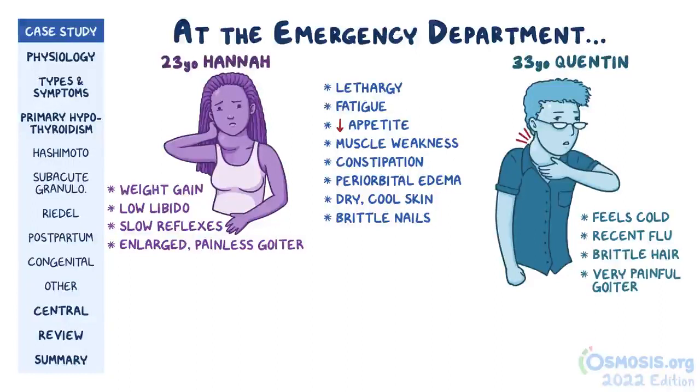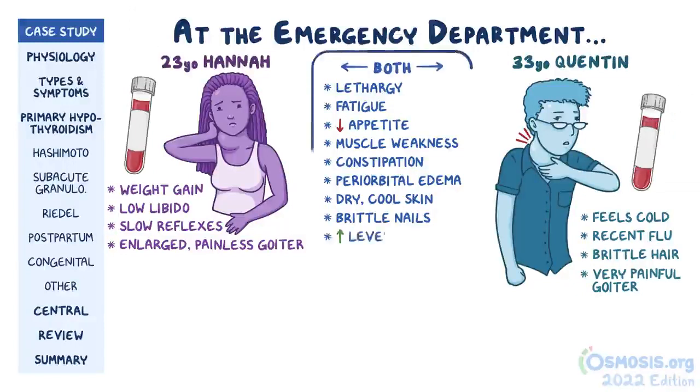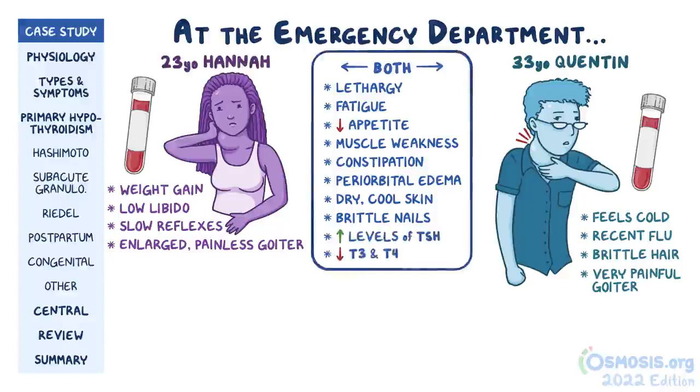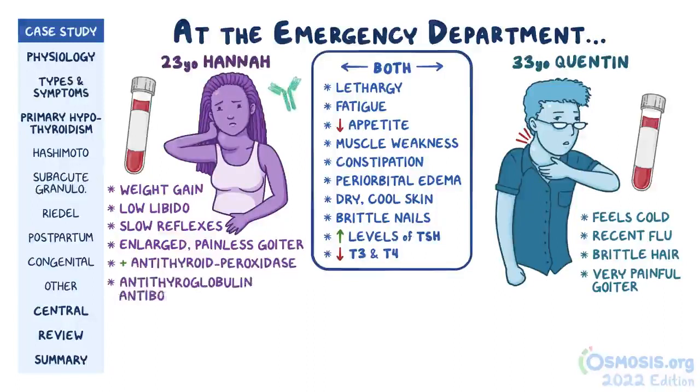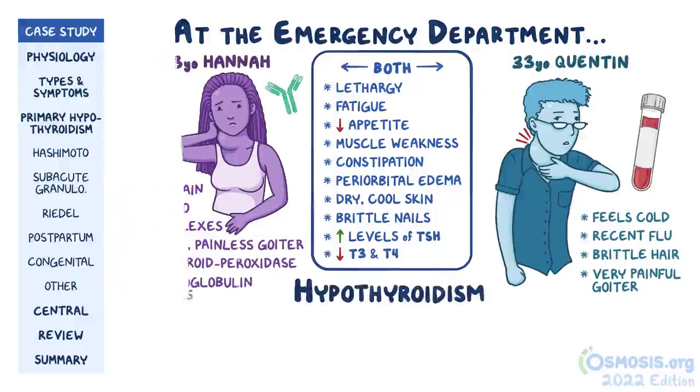TSH, free T3, and T4 are taken, along with antithyroid peroxidase and antithyroglobulin antibodies. Both Hannah and Quentin have high levels of TSH and low T3 and T4 levels, but Hannah has positive antithyroid peroxidase and antithyroglobulin antibodies. Both individuals seem to have hypothyroidism. First, a bit of physiology.